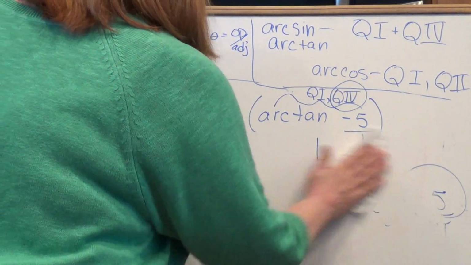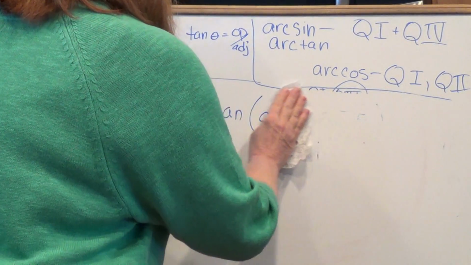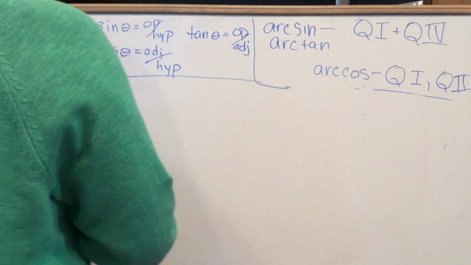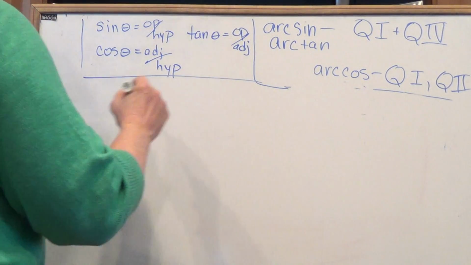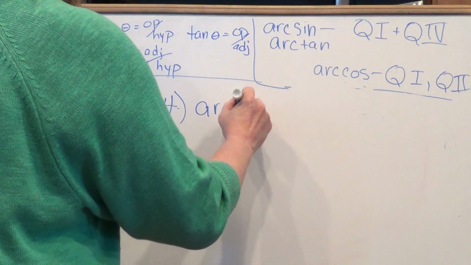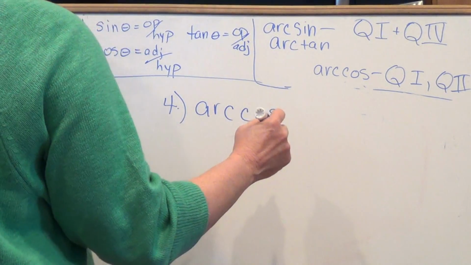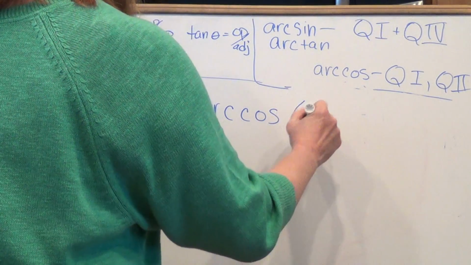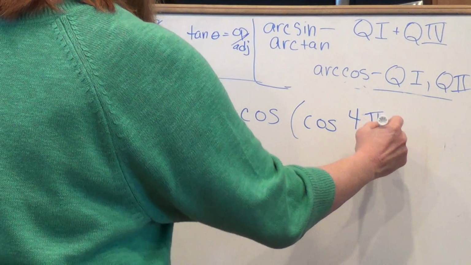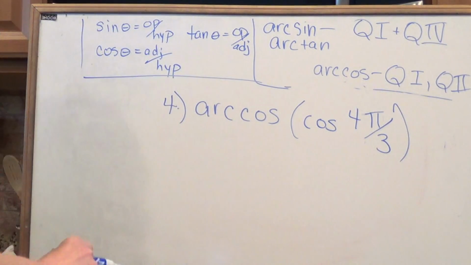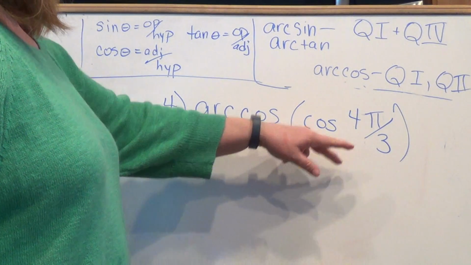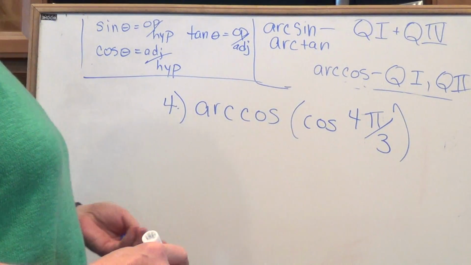So let me show you one, because I don't want you to jump to the answer like that. I want you to do it every time. So here is the one that will dispel that notion. The arc cosine of the cosine of 4 pi over 3. So this one, you might suspect that the arc cosine will undo what the cosine did and give you the answer 4 pi over 3.